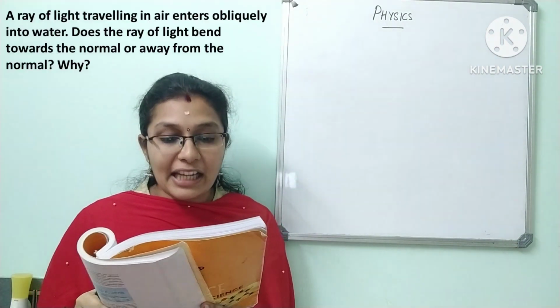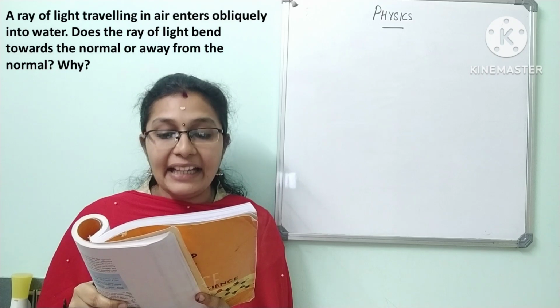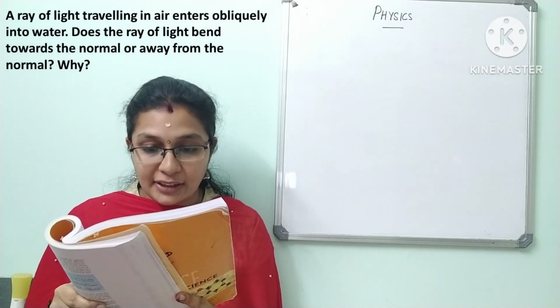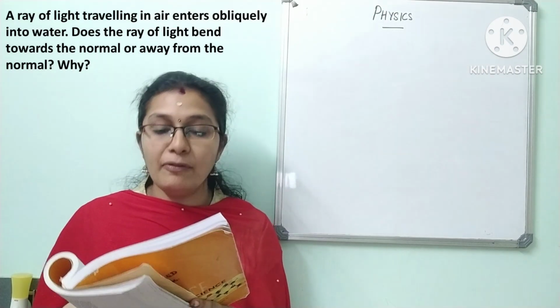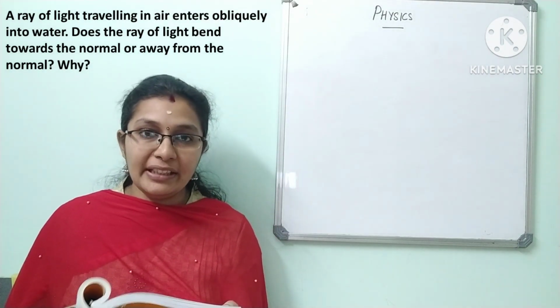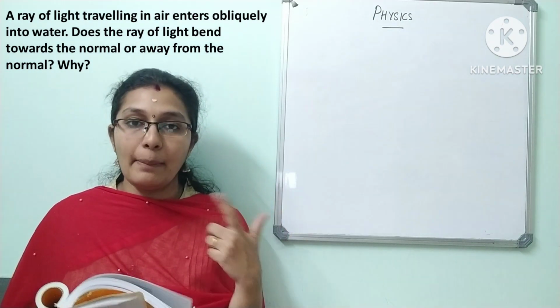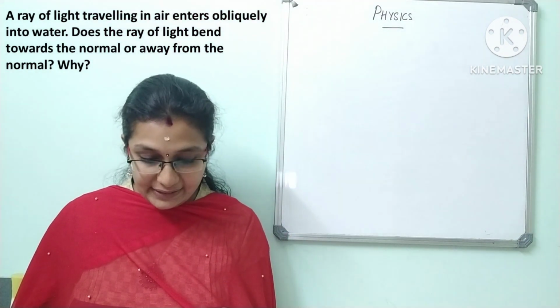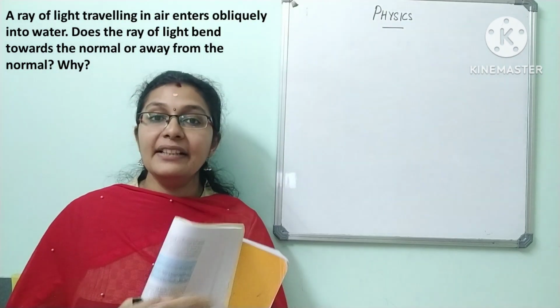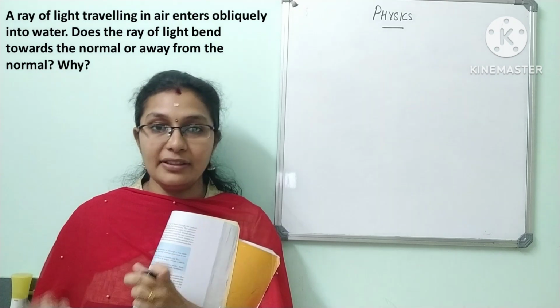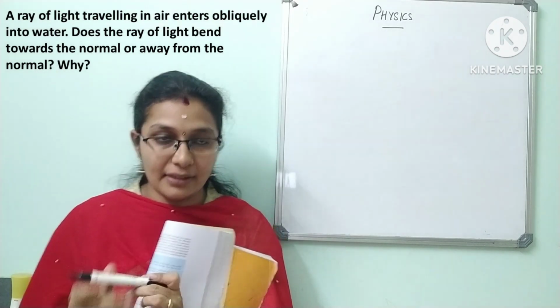Next is page number 176. First question: a ray of light traveling in air enters obliquely into water. Does the light ray bend towards the normal or away from the normal? Why? So what is the phenomenon here? It is refraction because it is changing its medium from air to water. What they are asking is whether the ray bends away from the normal or towards the normal, and why? What is the reason for that?